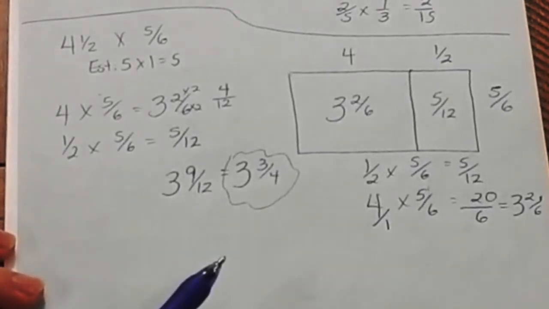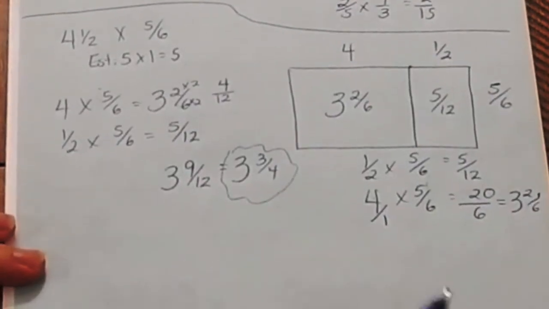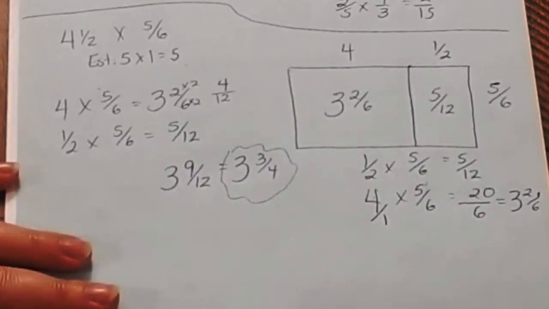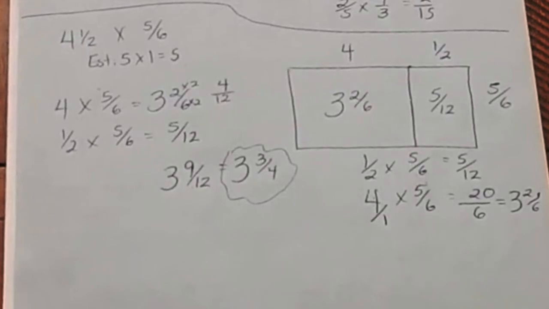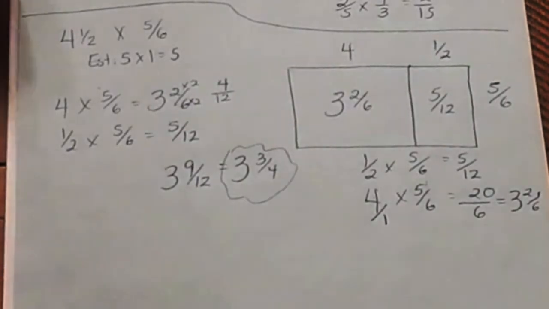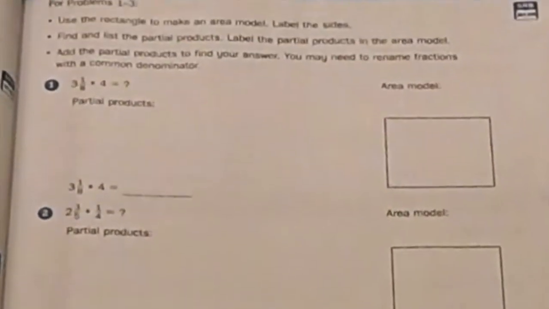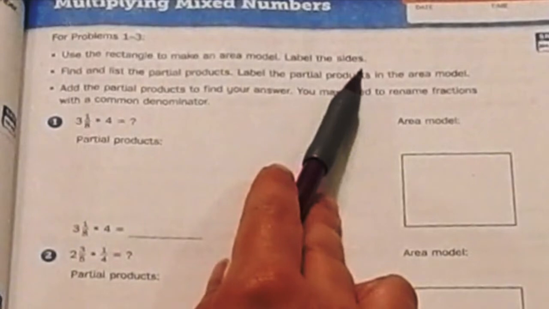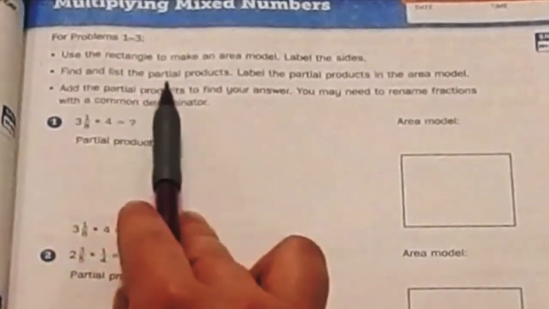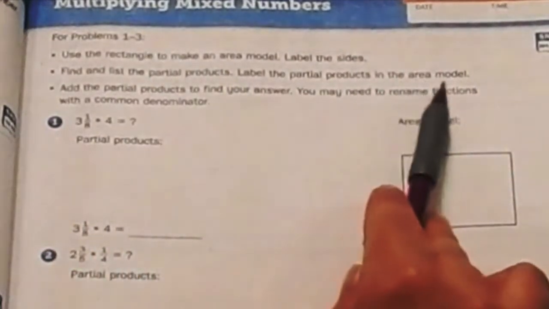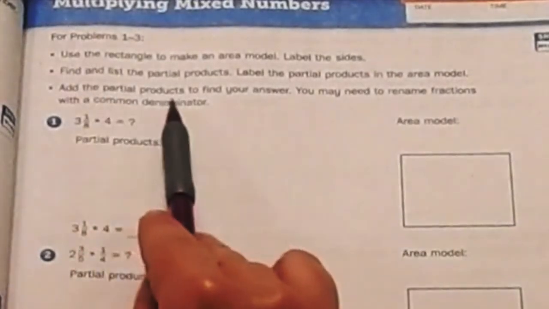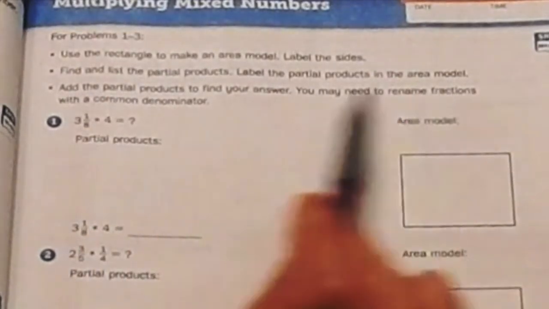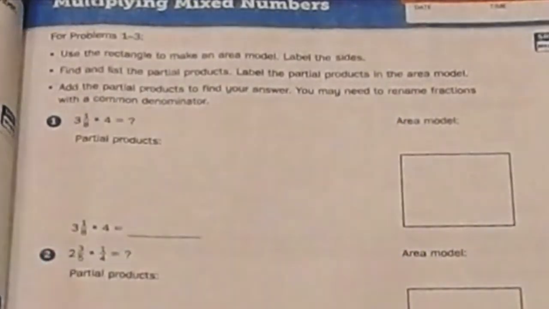All right, I'm going to show you how to do one of the problems on the journal pages, but your homework today is going to be doing journal pages 233 and 234. So I might as well just take a preview of that with you. It says for problems 1 to 3, use a rectangle to make an area model, label the sides like I was doing there, find and list the partial products, label the partial products in the area model, add the partial products to find your answer. You may need to rename fractions with a common denominator.